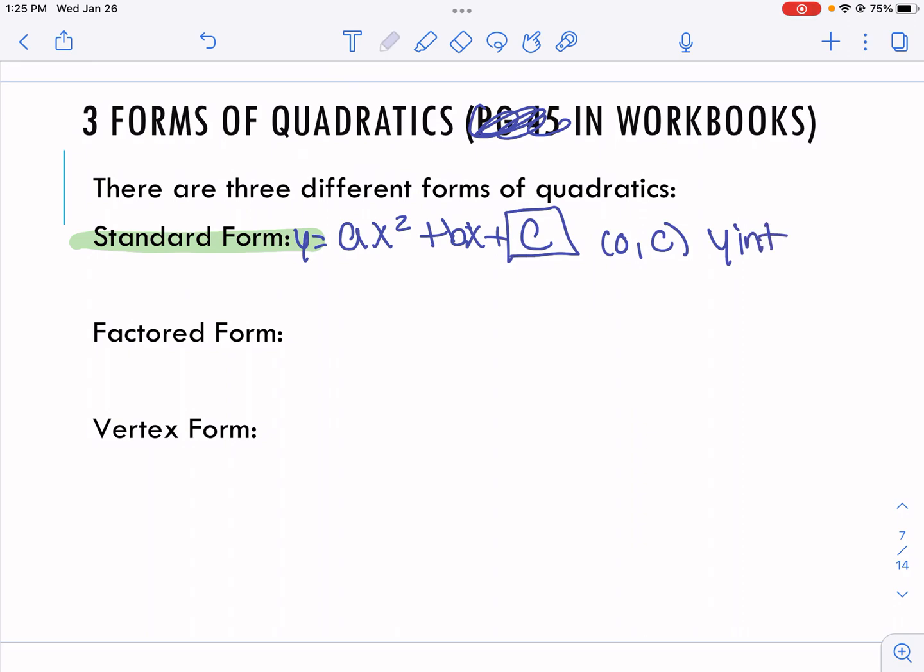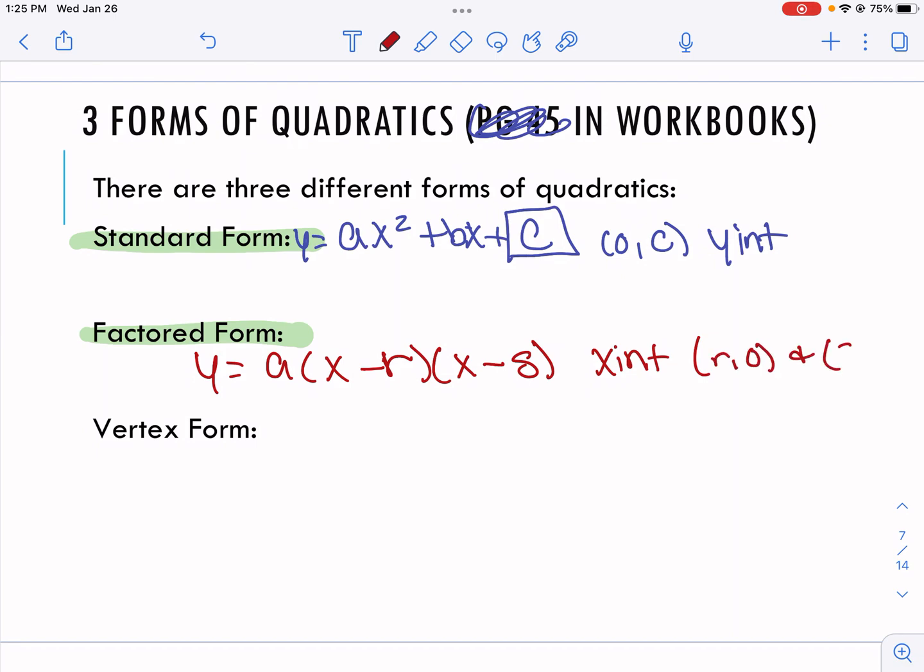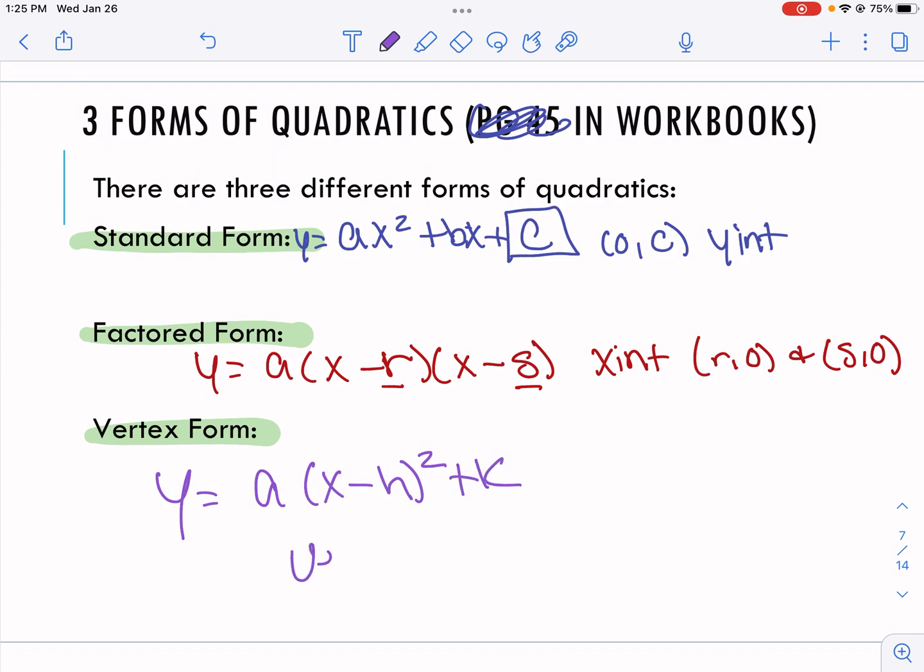Then factored form is y equals a times (x minus r) times (x minus s). The key feature we get from this one is the x-intercepts. Quadratics usually have two, and they're written as (r, 0) and (s, 0), whatever these values are. And then our last one is vertex form, which is y equals a times (x minus h) squared plus k. The main thing we get from here is the vertex, which is (h, k).